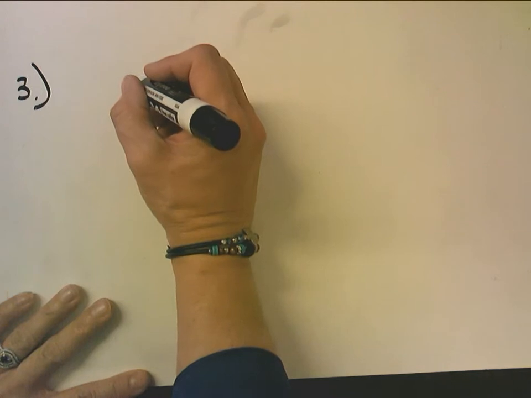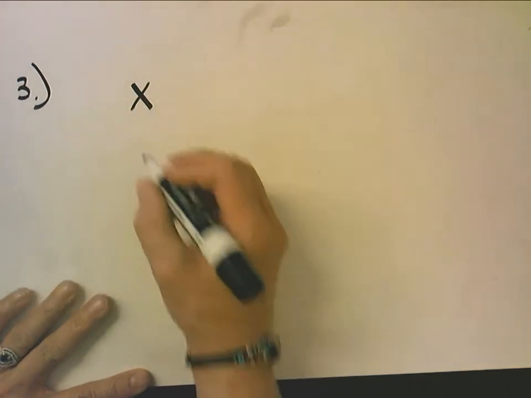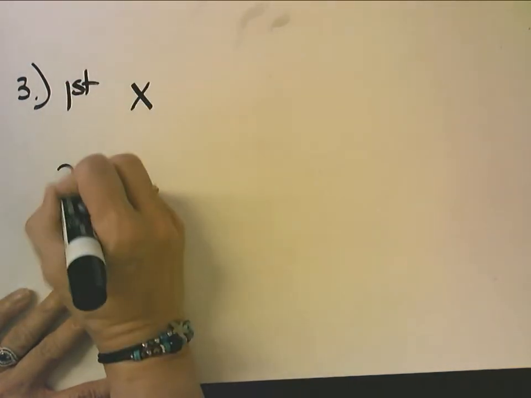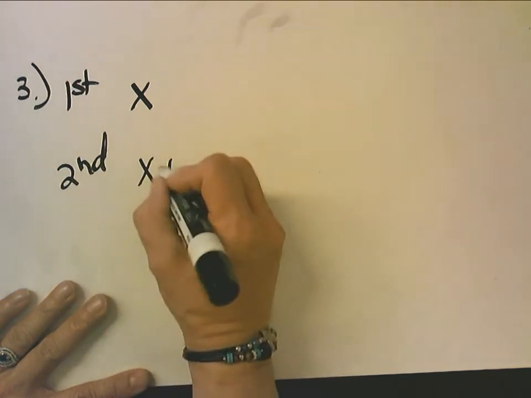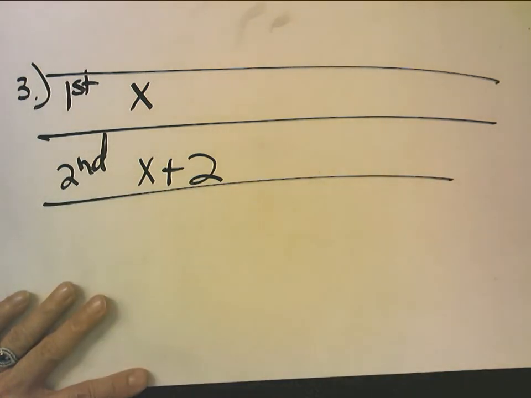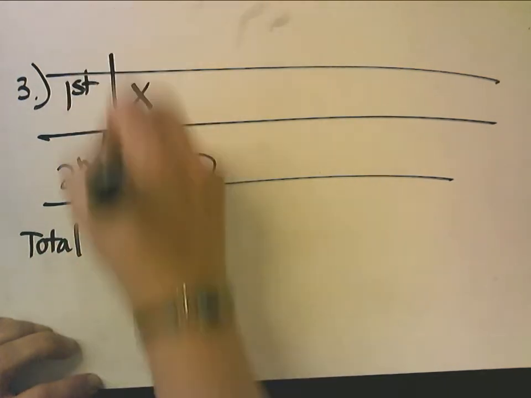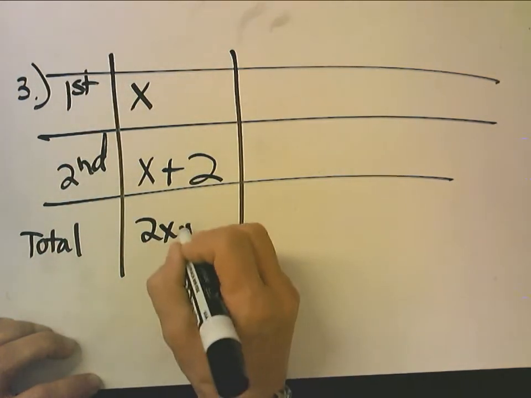Now, let's look at number 3. Number 3 says the sum of 2 consecutive positive odd integers is at most 14. What are the possible pairs? Okay, so I have 2 consecutive positive odd integers. So my first would be x, and my second would be x plus 2. Okay, so the sum, my total, would be 2x plus 2.